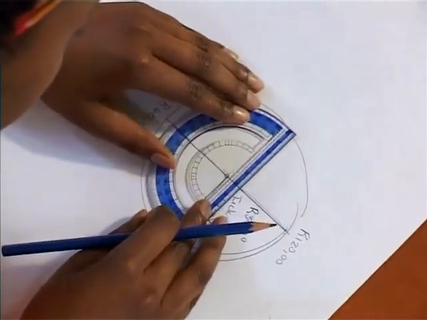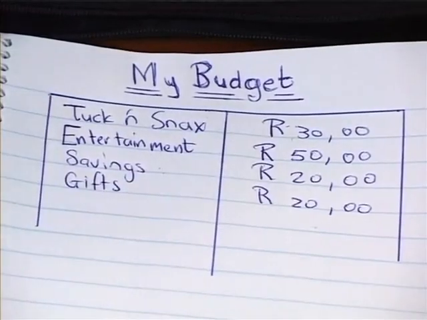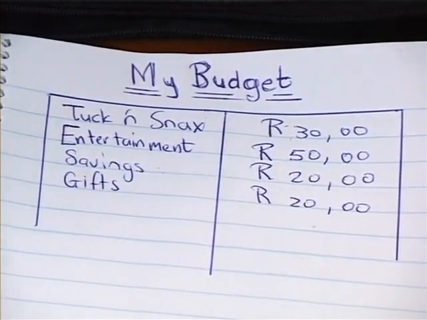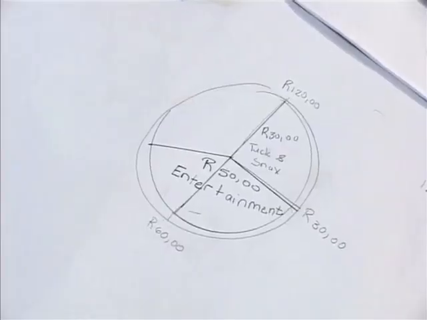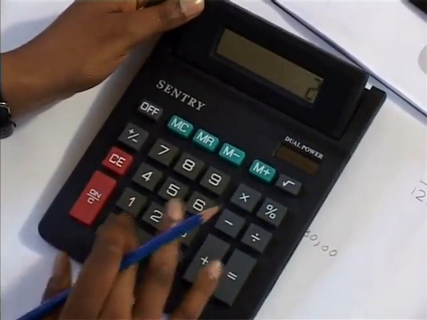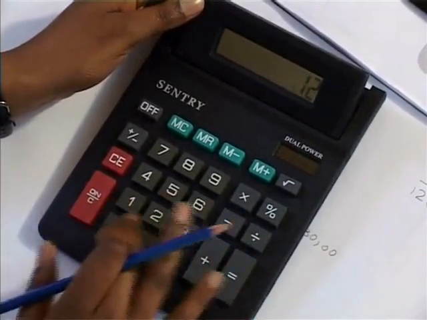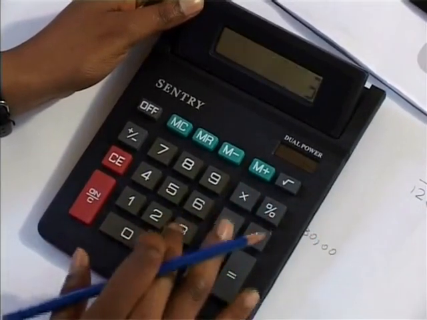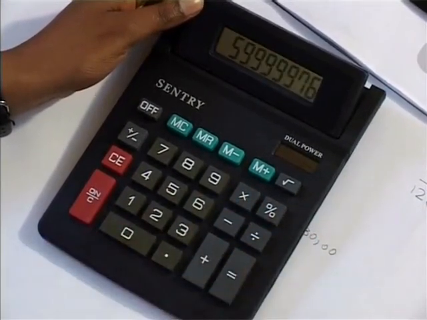Thanks. That helps. It's quite easy to work out the size of the next segment as well. I've allocated 20 Rand to gifts and 20 Rand to savings. To work out the size of an angle, I need to calculate the size of the fraction 20 Rand out of 120 Rand. And then multiply by 360, which gives me 60 degrees each. Is that correct? Your calculations are spot on.